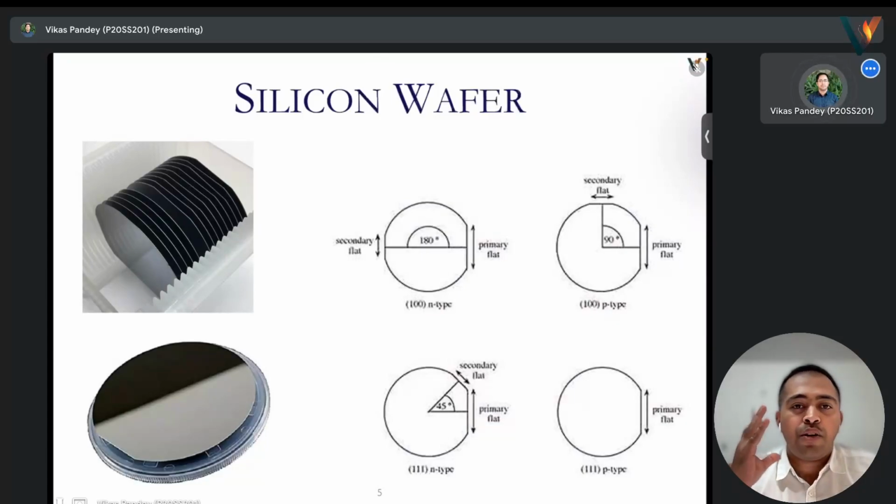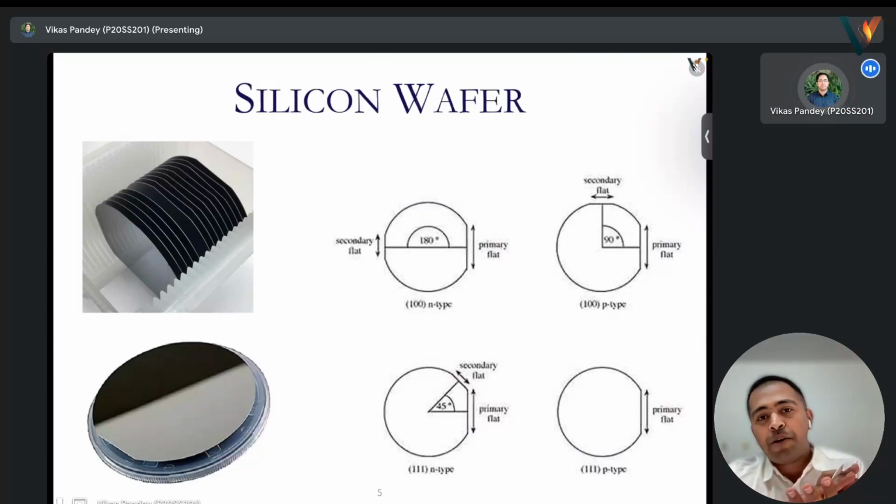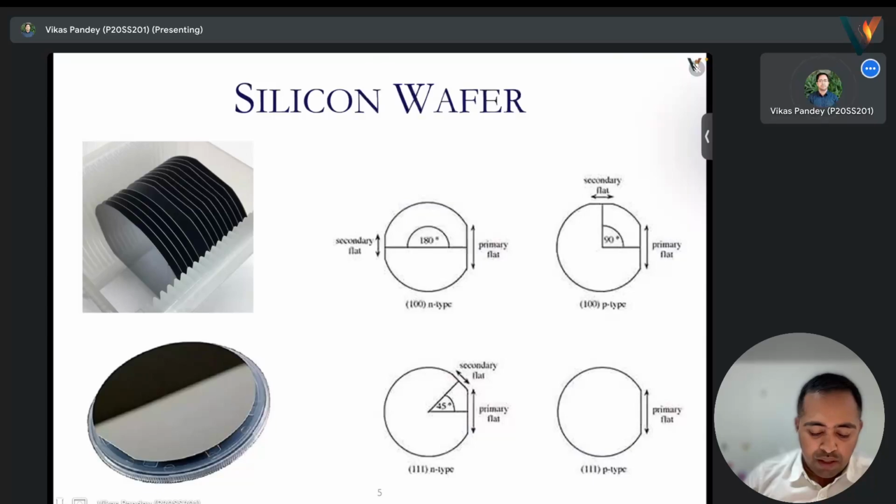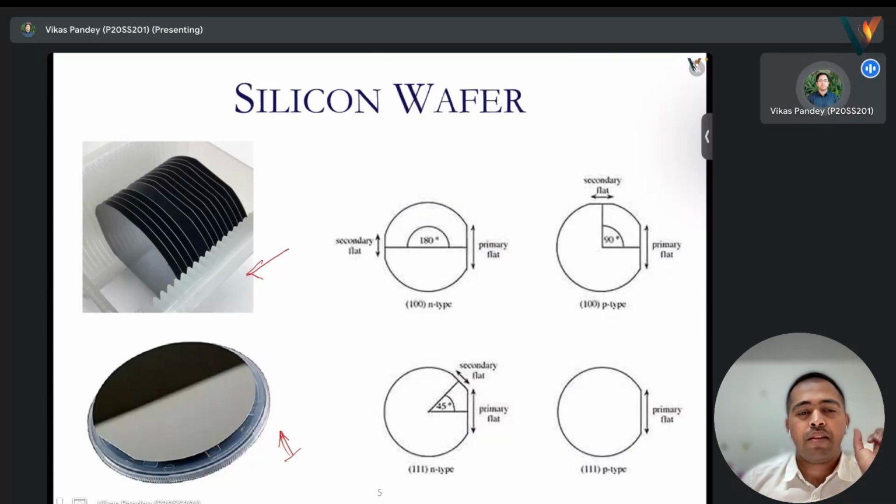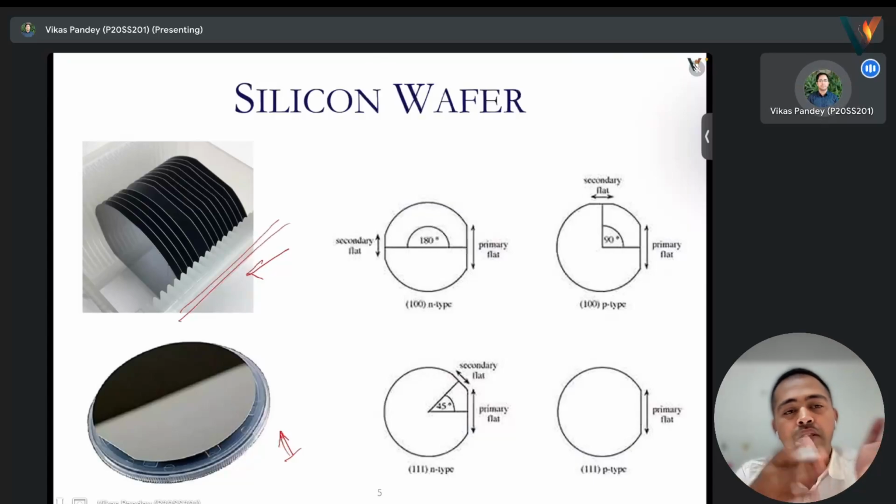To start with, let's see what our base or substrate is. In most microfabrication techniques, the silicon wafer is the base. The silicon wafer is the place where we start. If you buy a silicon wafer, you can buy a single piece in a single box, or you can even buy an array of wafers in a box.